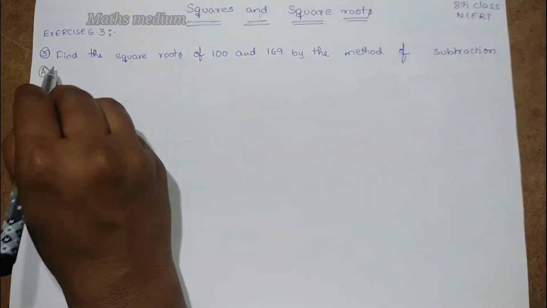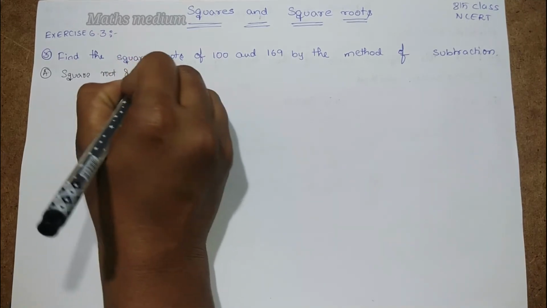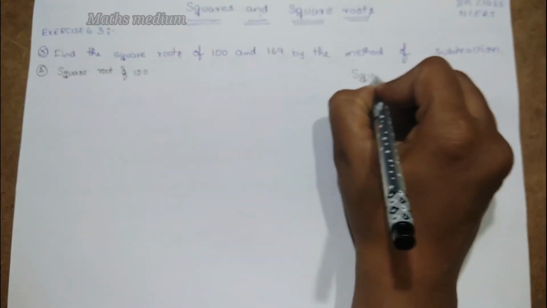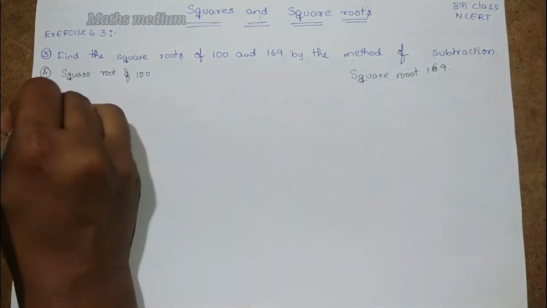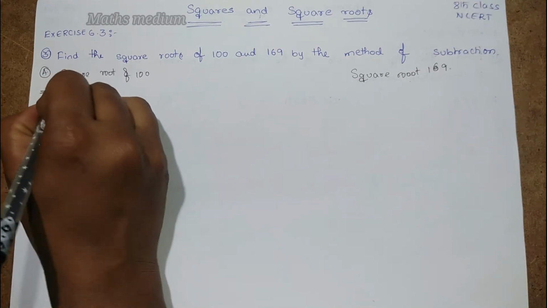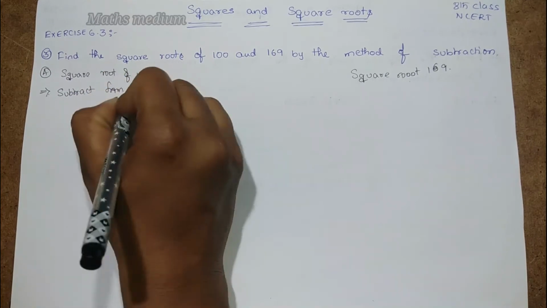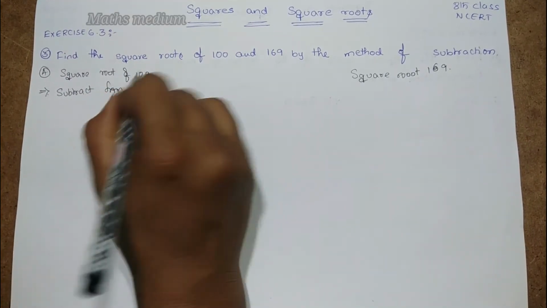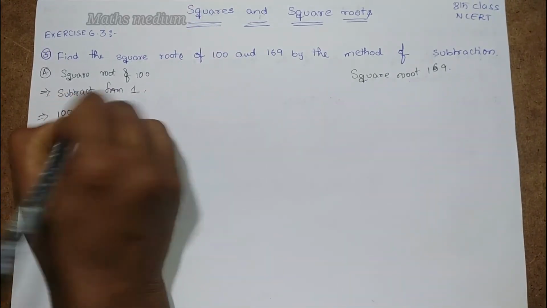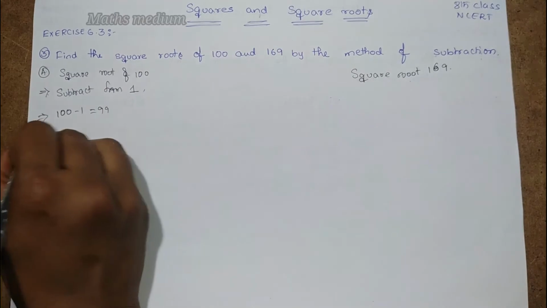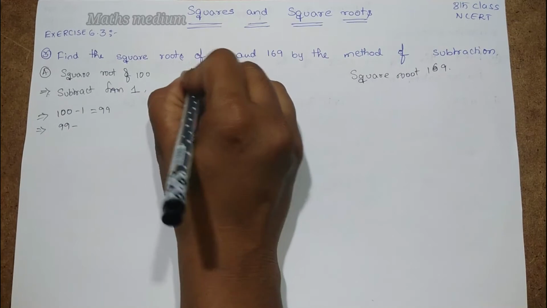Now let's start. Square root of 100. Next, square root of 169. Okay, now let's start. We know that we subtract odd numbers starting from 1, and it goes through up to 0. So start with 100 minus 1, we get 99.